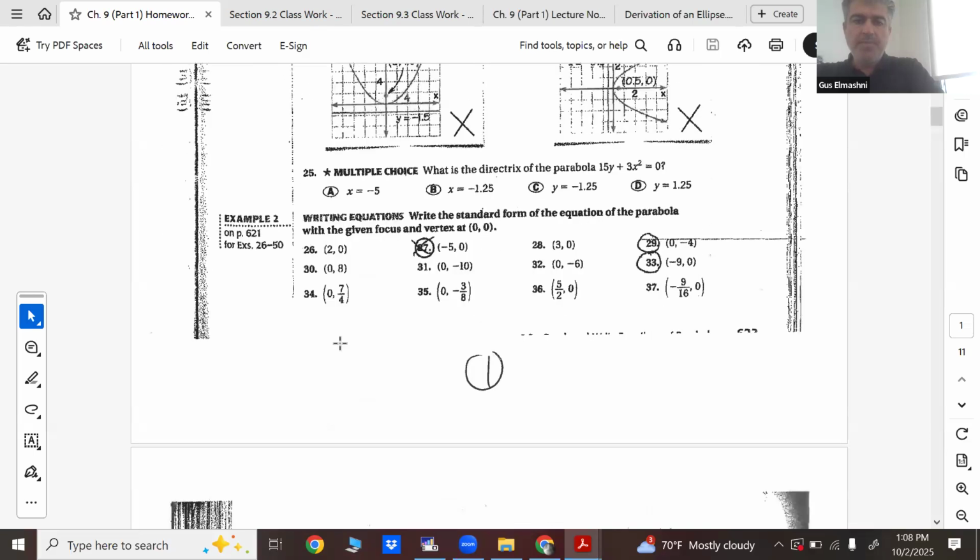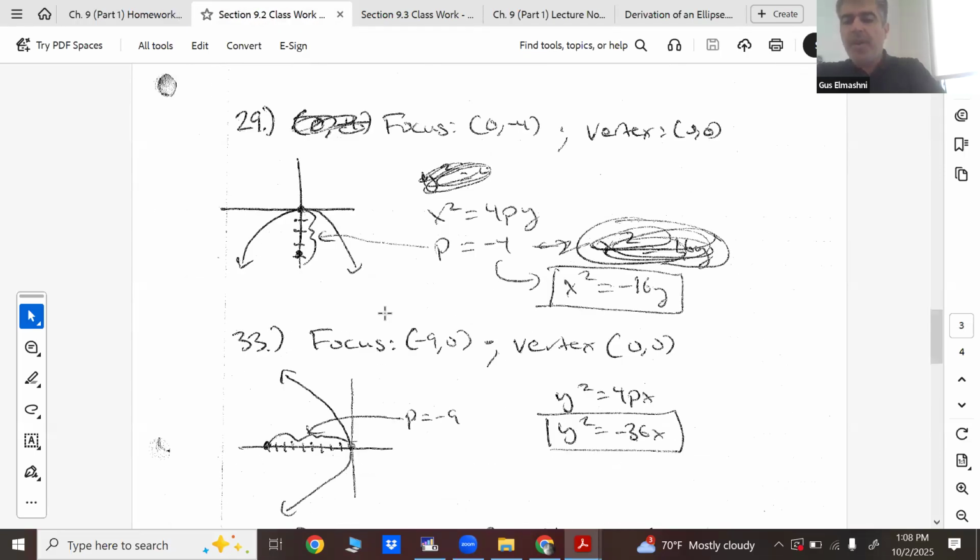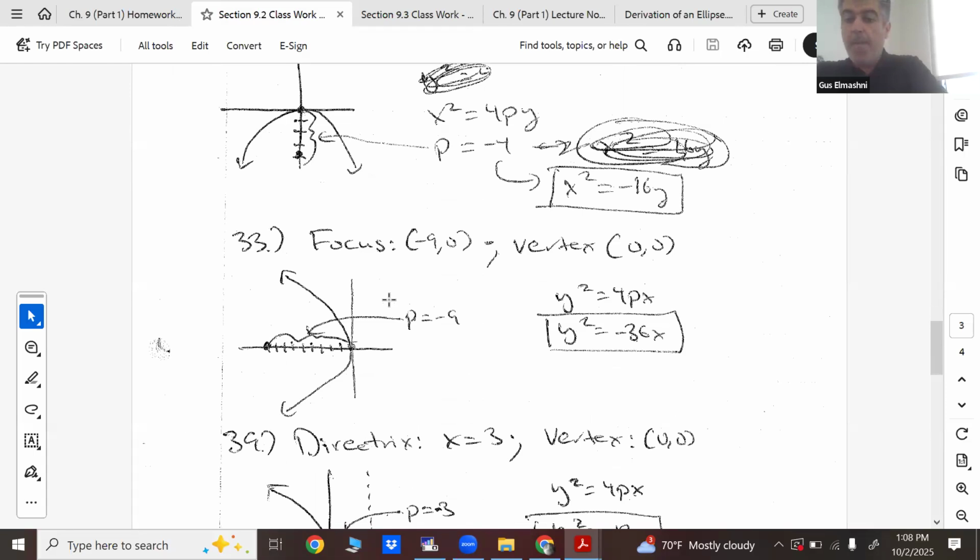For 29, there is your focus. So I would kind of just do a quick sketch, even though you're not asked to sketch. It's sometimes good to visualize it. And you see, oh, okay, it's going down. Okay, so I have to go 4py equals x squared, and p is -4. Or for 33, you get that. We're cool so far.